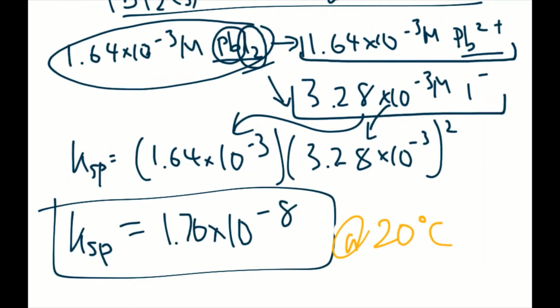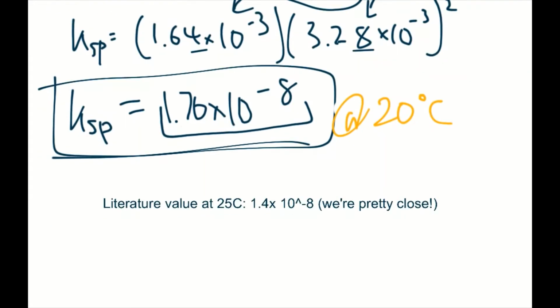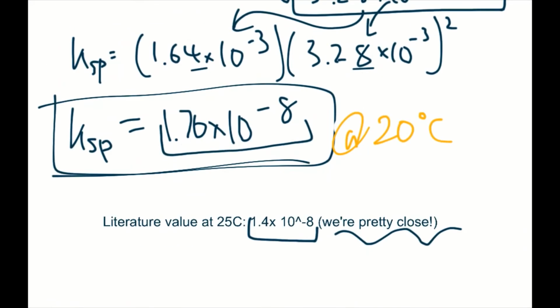And I forgot to do sig figs, but the actual answer is 1.76 times 10 to the negative 8, since there are 3 sig figs here and 3 sig figs here. So I didn't watch out for that, and that was kind of scary. So this is the real answer, and the actual value at 25 degrees Celsius is 1.4 times 10 to the negative 8. So we're pretty close by doing this math, and that's cool.